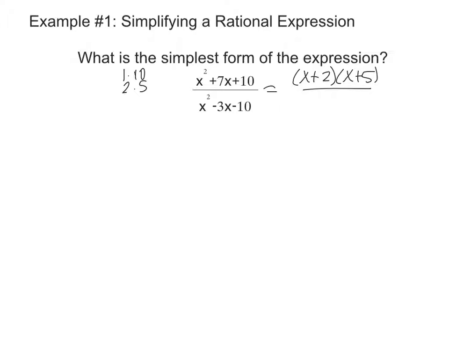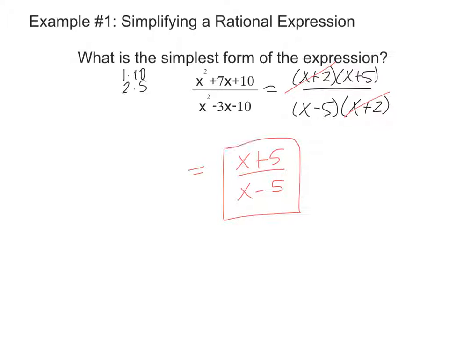For the denominator, AC once again would give us the same factors, but this time 2 and 5 still work, but I'd have negative 5 and positive 2. Okay, the issue here is that the x plus 2's will cancel because they are common factors, and so the final answer will be x plus 5 over x minus 5, and they are different because the signs are different. So that's our final answer.